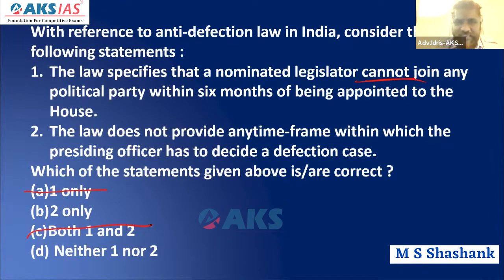Let us see the second one now. The law does not provide any time framework within which the presiding officer has to decide on a defection case. Yes, pretty straight. In fact, that is a criticism of the anti-defection law. The 52nd Amendment Act also. So B is the answer here. Okay.